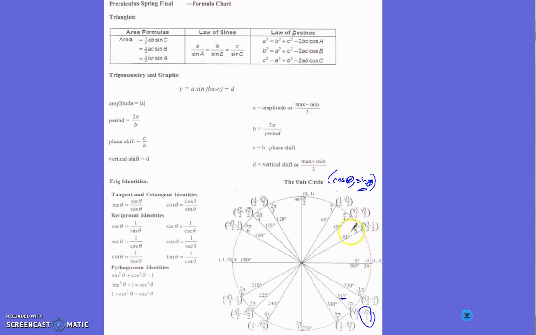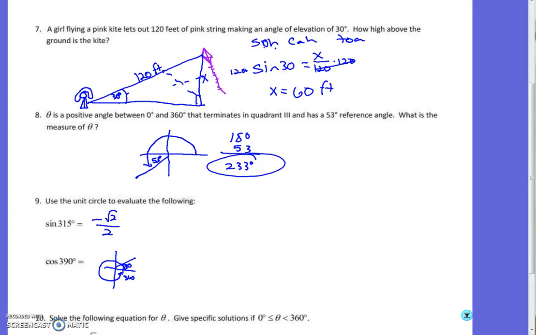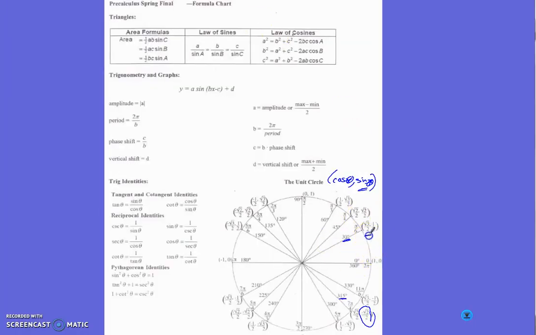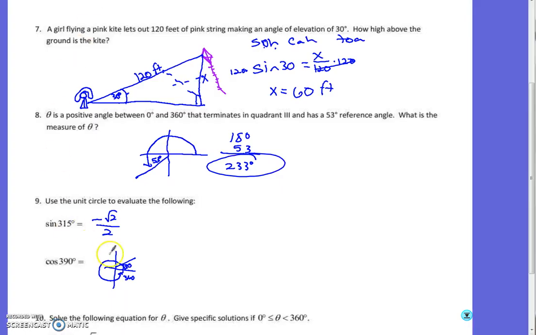And 30 degrees is right here, and we're wanting cosine. Cosine is the first one. So it's just square root of 3 over 2. So this answer is square root of 3 over 2. So number 9, first answer was negative square root of 2 over 2. Second answer was square root of 3 over 2. It's my ugly square root symbol.